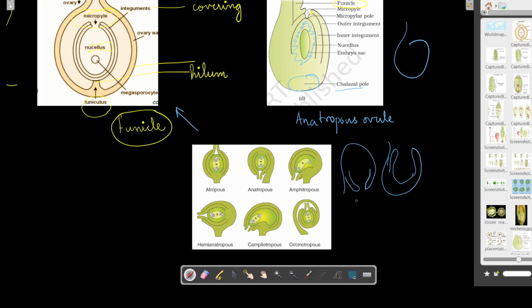It can be drawn like this. So both are anatropous ovule. Amphitropous, that is partially, campylotropous, hemianatropous, cercinotropous. So based on this, you can see how the ovule is arranged. Based on the position of the ovule, it is classified into many types. And we are learning the anatropous ovule, that is the inverted type.